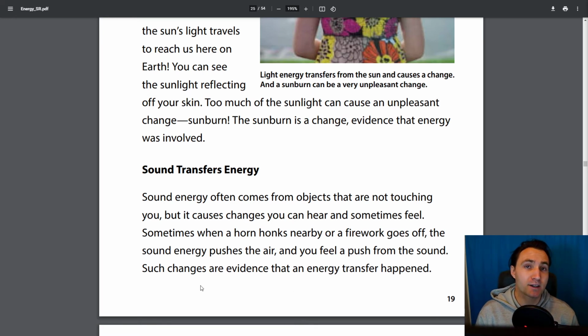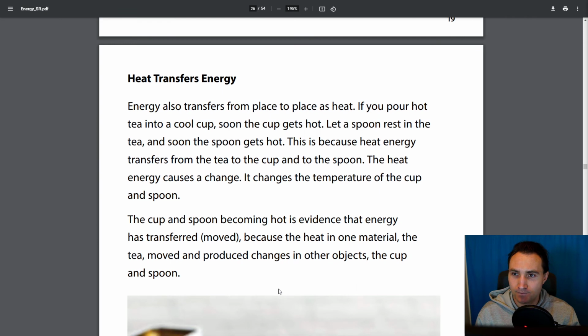And I want to pause really quick. Some of you guys probably have headphones or headsets and listen to music. Do you ever feel that sound, that bass kind of moving and that rumble? That's sound transferring energy. So such changes are evidence that an energy transfer happened.